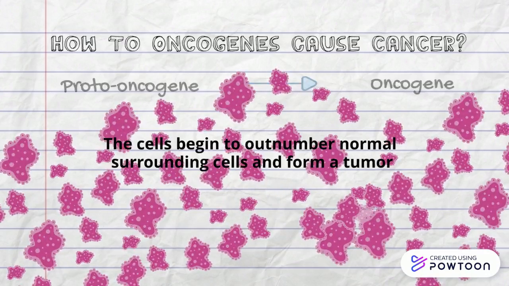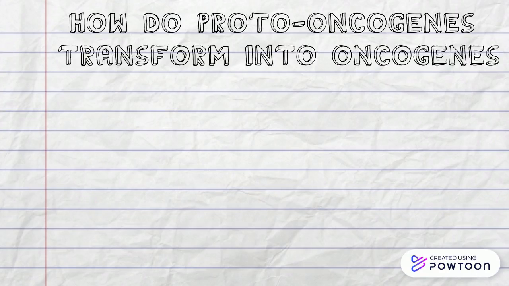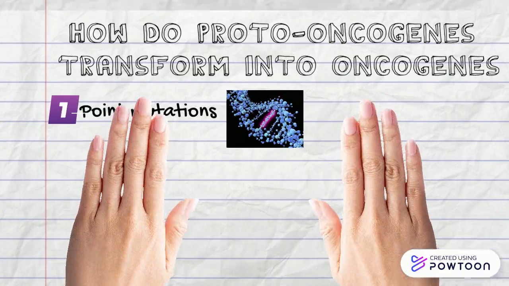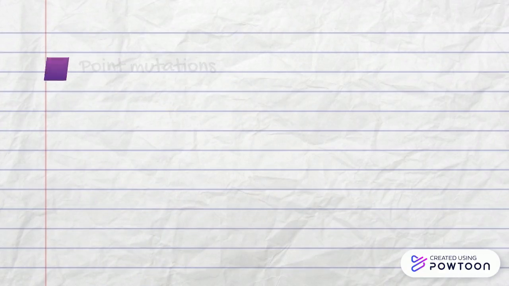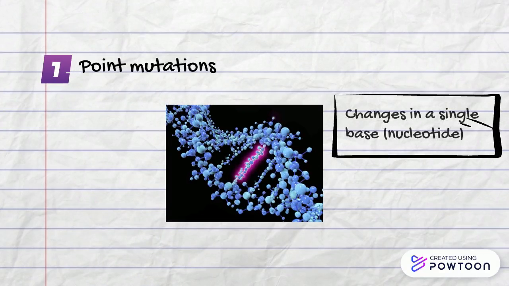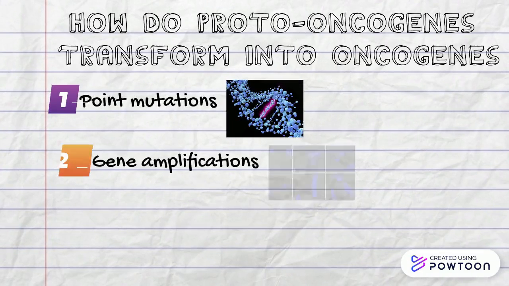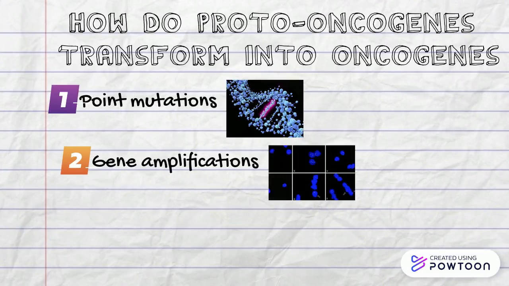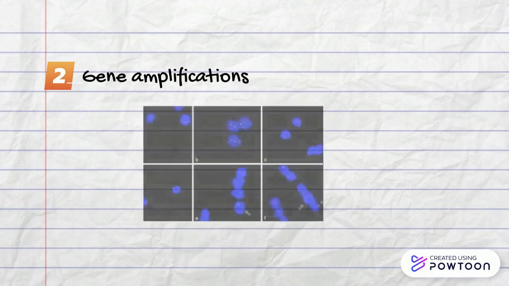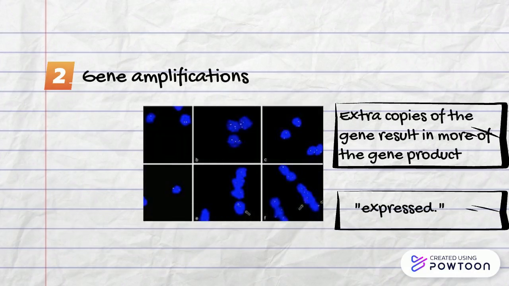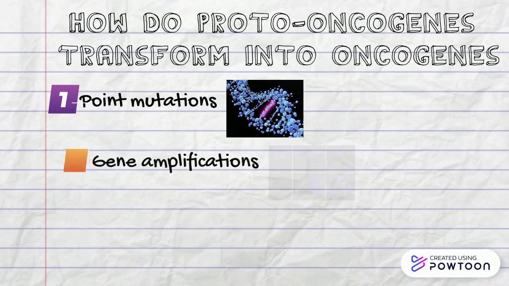Lastly, let's look at the proto-oncogene's transformation phase. The first mode of activation is point mutations. Changes in a single base and insertion or deletion of DNA can result in the substitution of a single amino acid in a protein that changes the function. Second is gene amplification. Extra copies of the gene result in more of the gene product, proteins that lead to cell growth, being produced or expressed. And the third mode of activation is translocation and rearrangement.